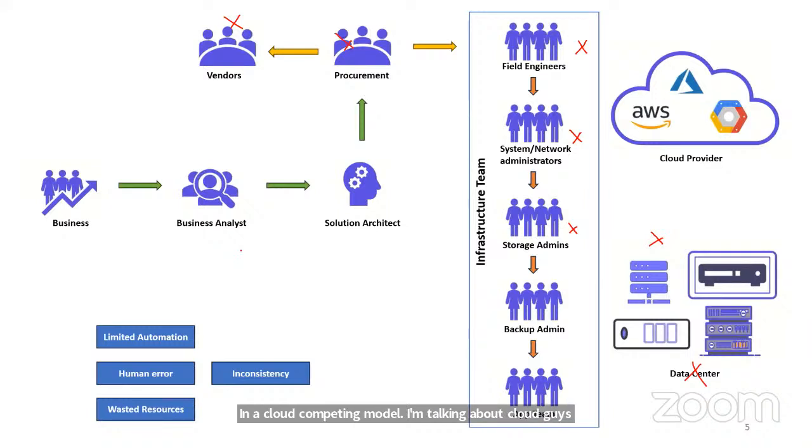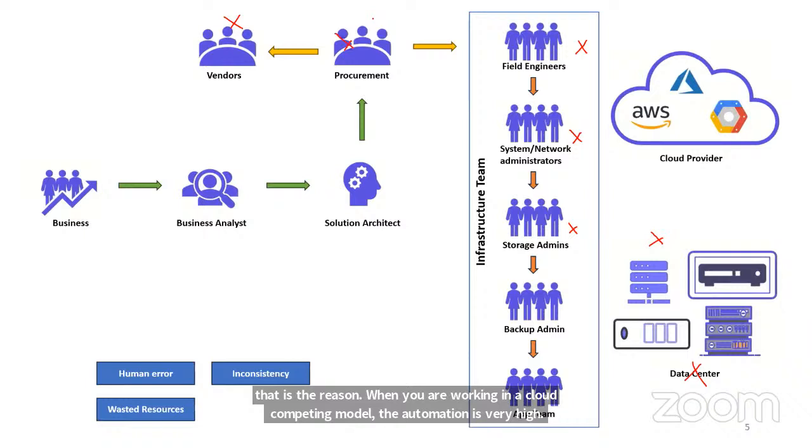And one more thing is that, in our upcoming sessions, we are going to work with the cloud only, and then you will get to know that most of the services in the cloud platforms are API based, application programming interface based. So when it is API based, the automation is very high. You can automate almost all the things in the cloud platforms. So that is the reason when you are working in a cloud computing model, the automation is very high. This drawback is also solved by the cloud computing model.